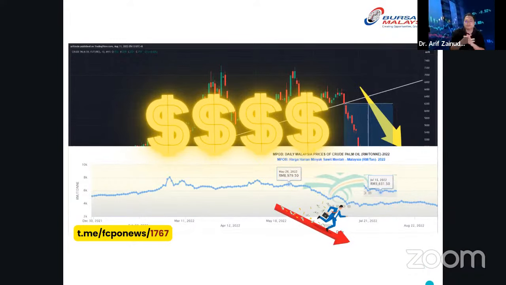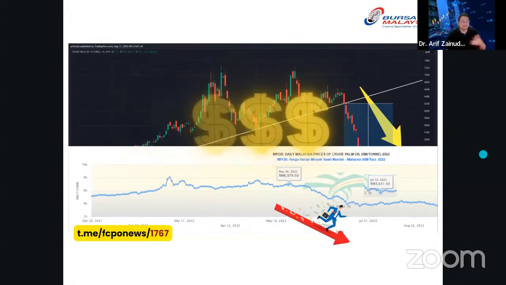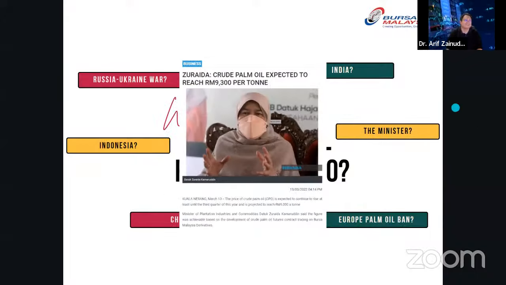So even though they lose money from the value of CPO itself, dropping from 7,000 to 3,500, 50% of the value, they're still able to make money from the drop because they short. They take a short position and then they still gain money from that. So in short, why do they trade? They trade because of money lah.